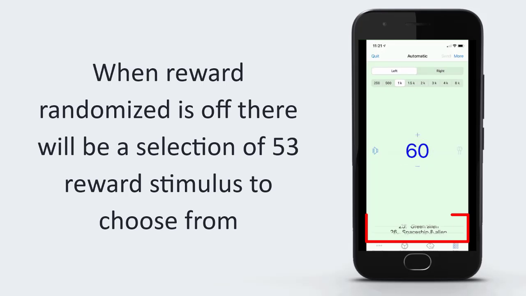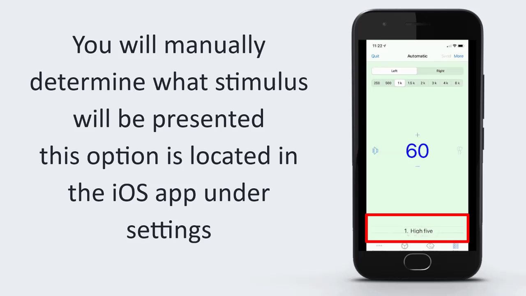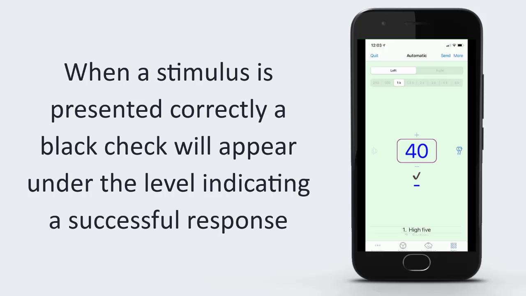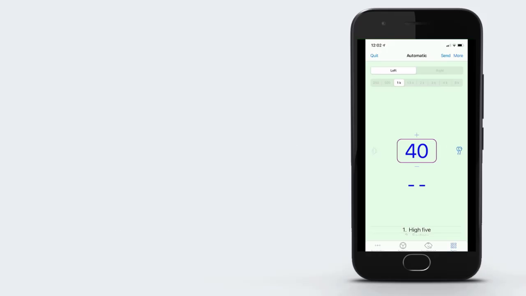When reward randomized is off, there will be a selection of 53 reward stimulus to choose from. You will manually determine what stimulus will be presented. This option is located in the iOS app under Settings. When a stimulus is presented correctly, a black check will appear under the level indicating a successful response.